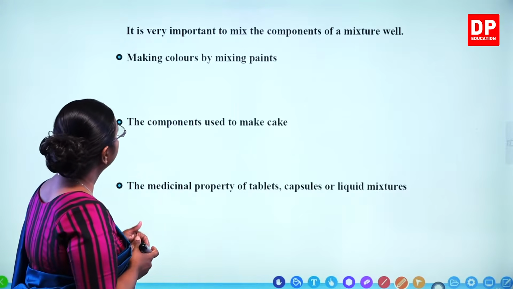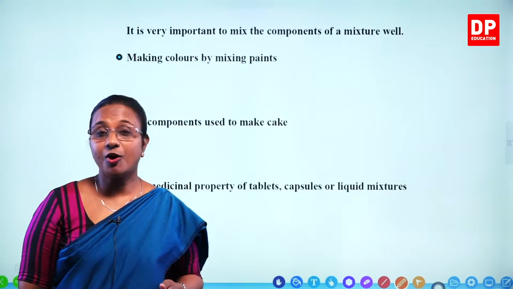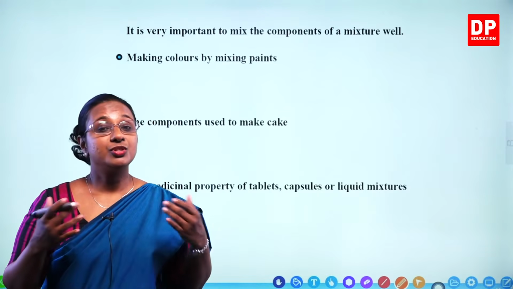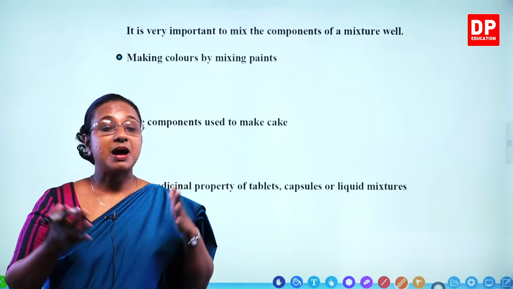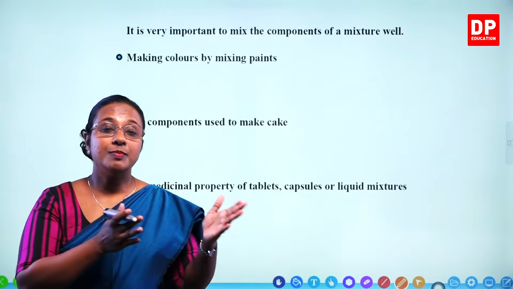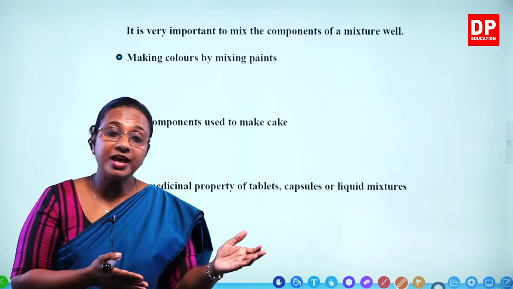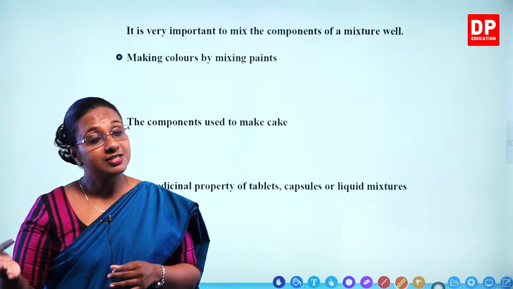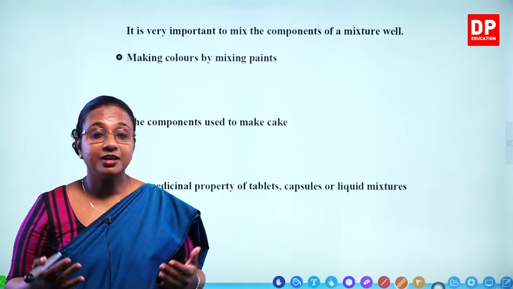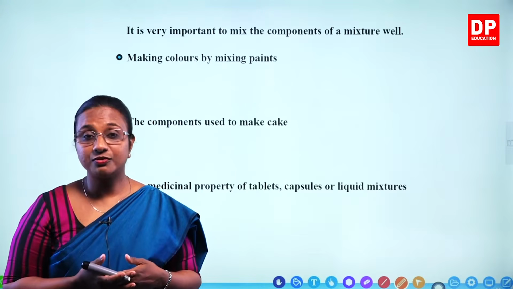The first example, making colors by mixing paints. I am sure students, many of you all can paint very well. There might be very good artists among you all. So there you mix colors. By mixing two colors, you get different shades. For example, you mix red and yellow, you get orange. But by mixing more red, you can get a dark orange. Less red and more yellow, you get a lighter orange. So like that, you can mix blue and yellow, get green. You can get different shades of green.